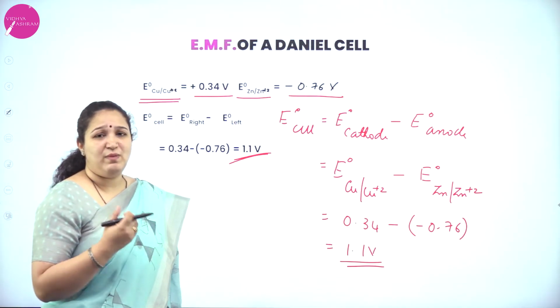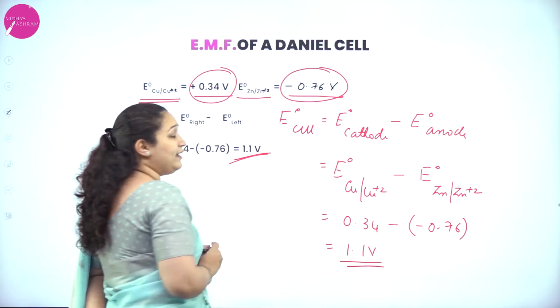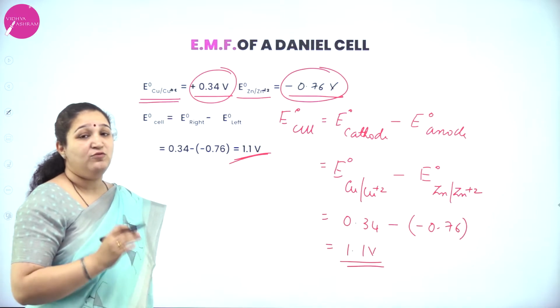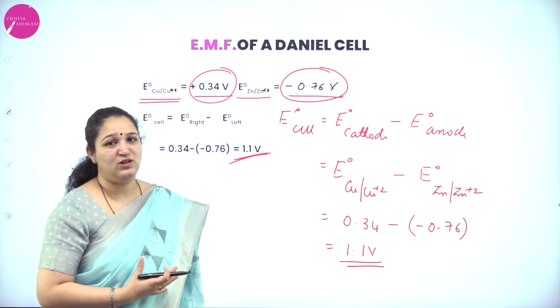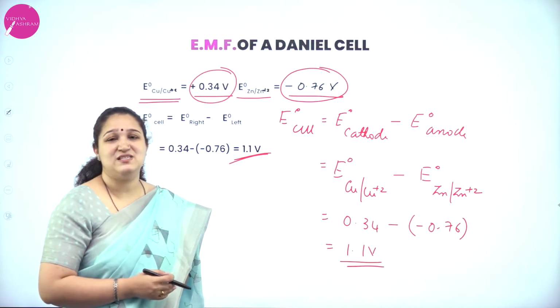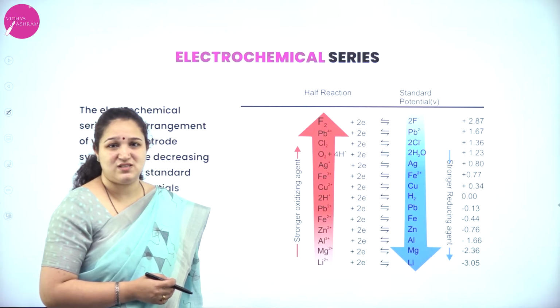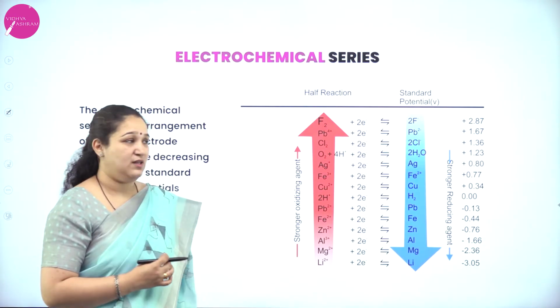Now you might ask me, ma'am, from where did you get these values? Do I need to remember this? Yes, for the Daniell cell you need to remember this. But from where exactly have I got the values? Where is it present for all the other metals, if you ask me? It is there in the electrochemical series. So we are going to learn about the electrochemical series.